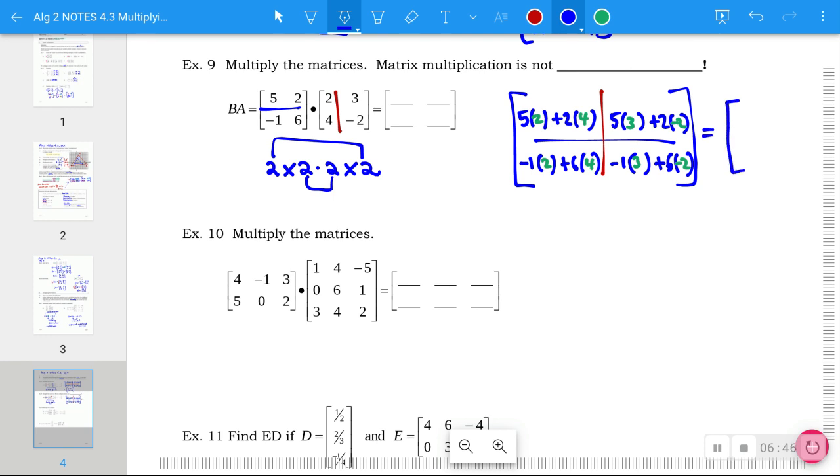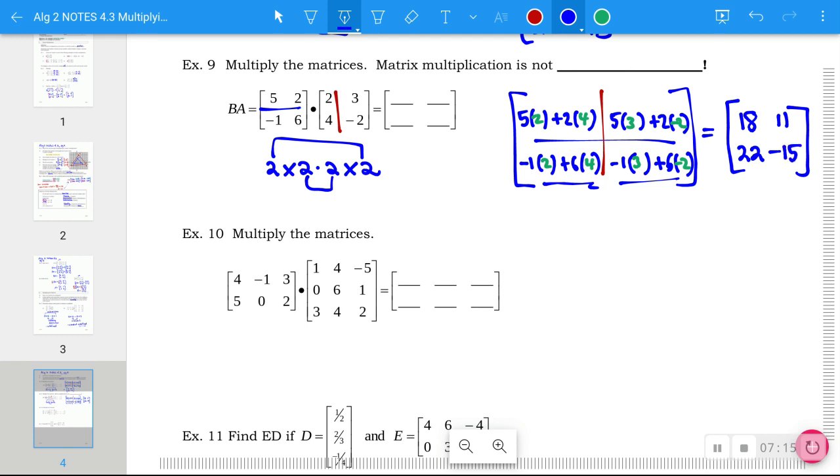The top left corner, 5 times 2 is 10, 2 times 4 is 8, so you get 18 in that corner. On the next one, you have 15 plus negative 4 would be 11. This corner down here is negative 2 plus 24. That'd be 22. And finally, this corner here is negative 3 plus a negative 12, which is negative 15.